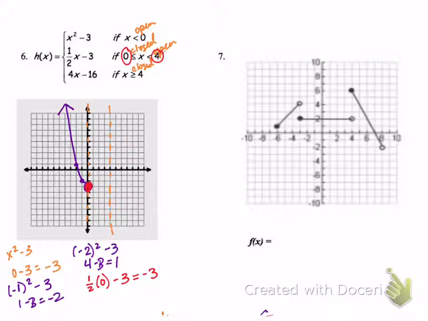What's the next x value I need to plug in? 4. So 1/2 times 4 minus 3. That gives me what? Negative 1. Open or closed circle? Open. So at 4, negative 1, open. And then I connect the dots.